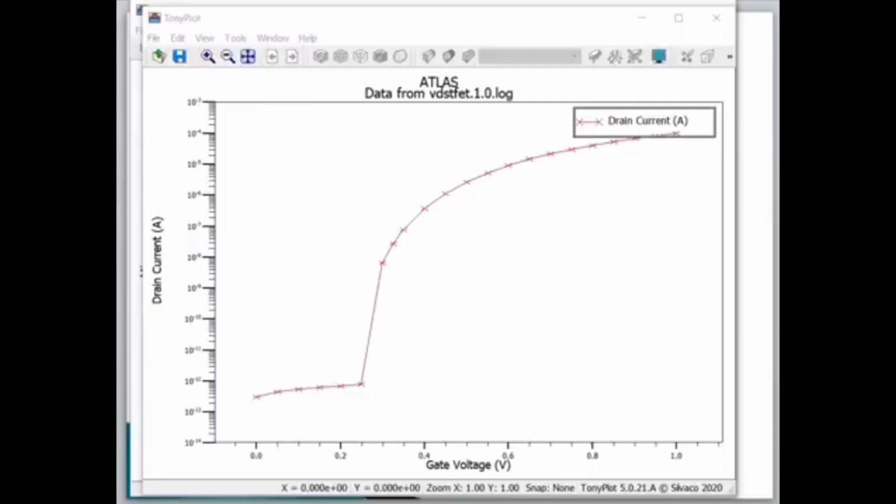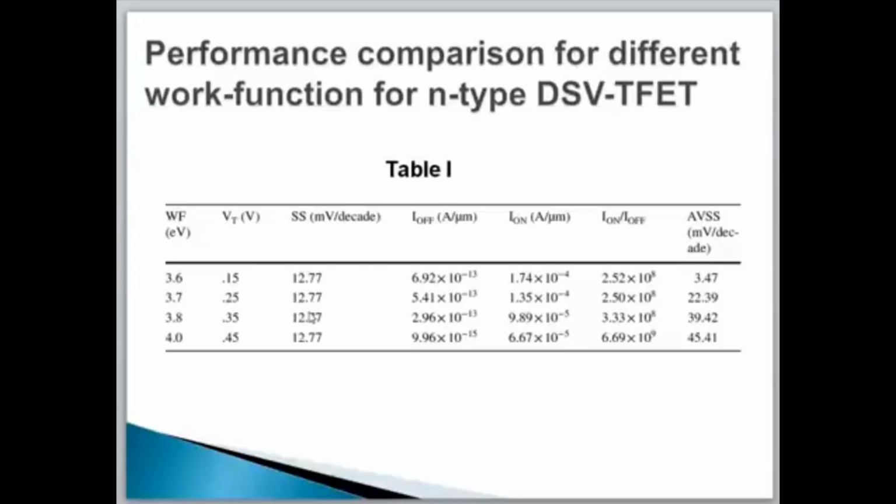Let's go to the PPT. This is the table: performance comparison of different work functions for N-type dual source vertical TFET. As we change the work function of the device, we can note that the threshold voltage starts increasing. This means if you decrease the work function, the threshold voltage reaches its minimum value. The subthreshold slope is almost constant when you change the work function. And the value of the off current is this and the on current is this.